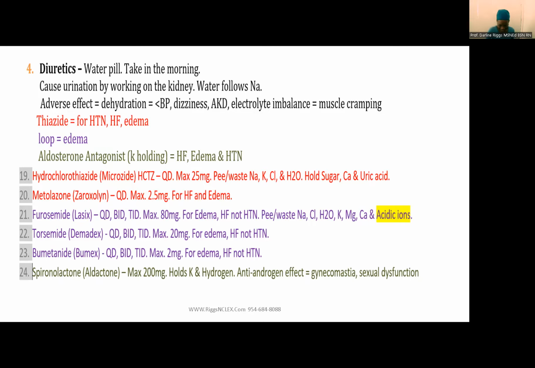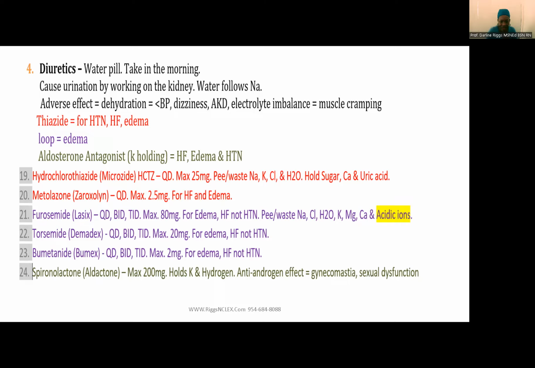Recap. Your diuretics, always give in the morning. Tell the client to stay hydrated. They work on the kidneys to lower the blood pressure and to fix the heart failure by removing all that excess fluid and the edema. And there are three subcategories: thiazide, loop, and aldosterone antagonists. Your thiazides are hydrochlorothiazide and metolazone. They waste sodium, potassium, chloride, but they hold on to sugar, calcium, and uric acid.